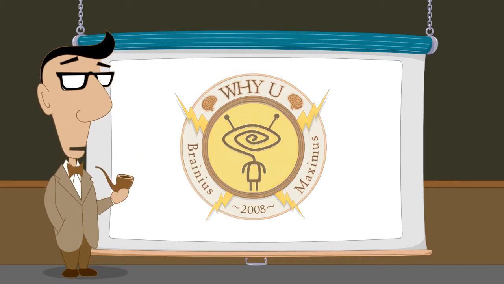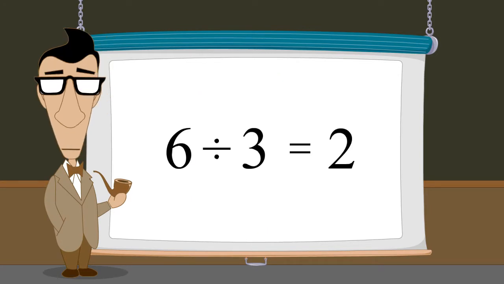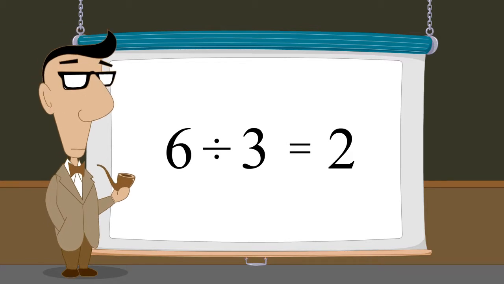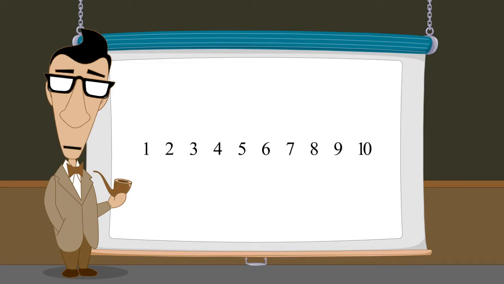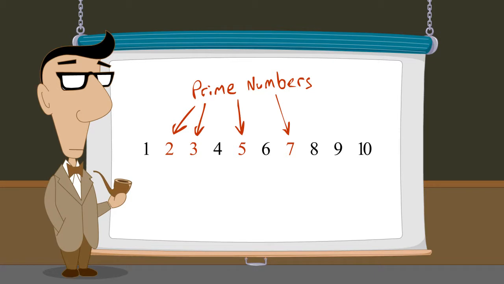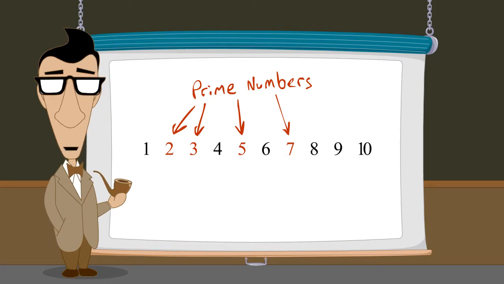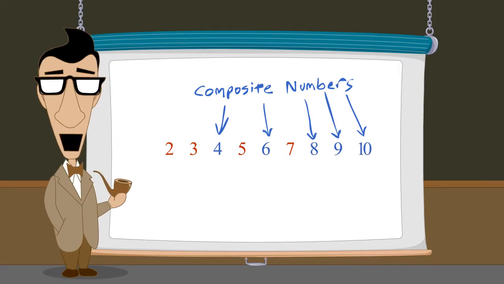In the previous lecture, we saw that numbers which divide evenly into a natural number are said to be that number's factors. For instance, since 3 divides evenly into 6, we say that 3 is a factor of 6. Numbers that have exactly 2 factors, themselves and 1, are called prime numbers. Numbers greater than 1 which are not prime are composite numbers. And all composite numbers can be broken down into a product of prime numbers.